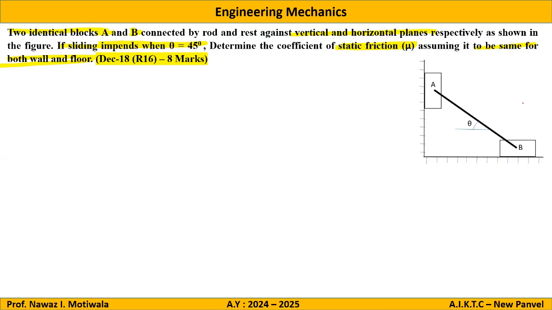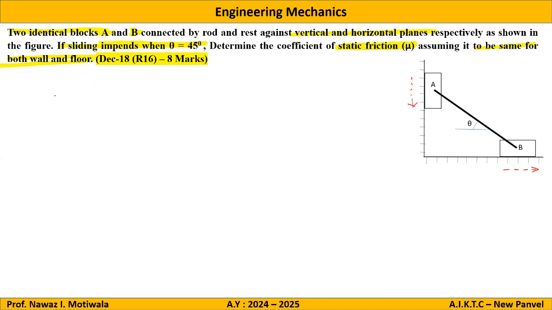Before proceeding further for the calculation part, let us first define the motions of the block so that it will be easy for us to determine the direction of the friction force. As it is said that sliding impends, because of gravity, this block A will try to move down the plane. Because it is moving down the plane and it is connected to block B via this rod, block B will be having its motion towards right side. So these are the directions of motions of blocks A and B.